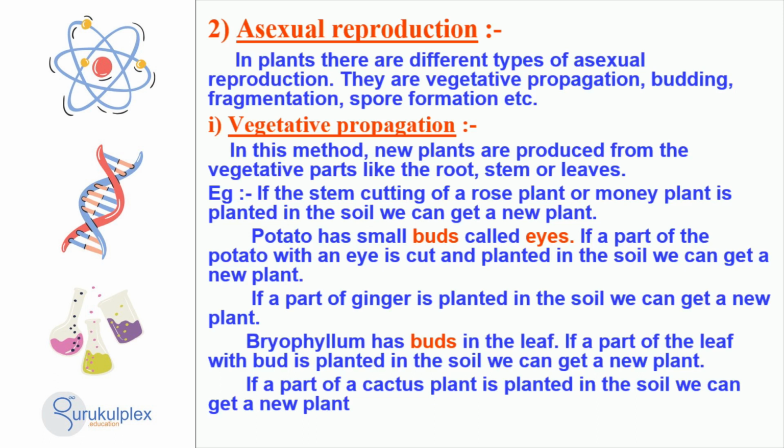Potatoes have small buds known as eyes, and a piece containing an eye can be planted to create a new plant. Other plants, such as bryophyllum, reproduce from buds within their leaves. Cacti can be propagated through asexual means as well.